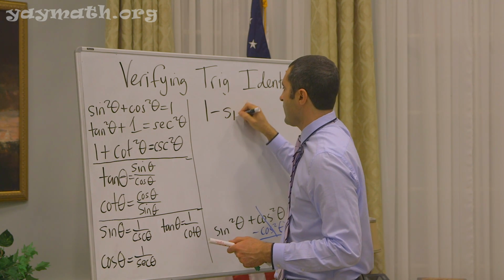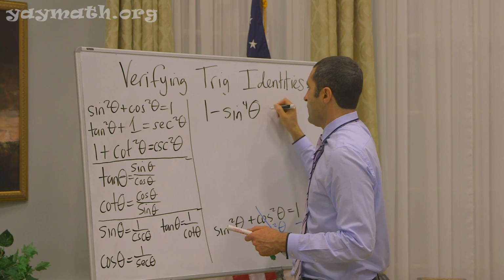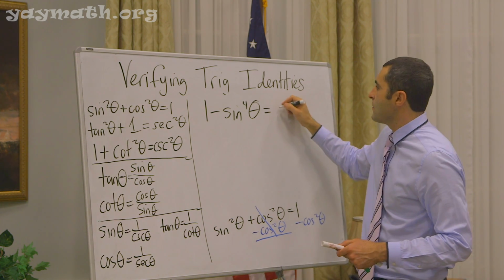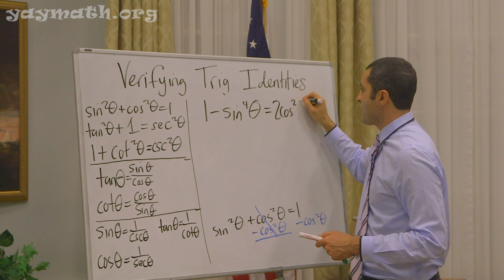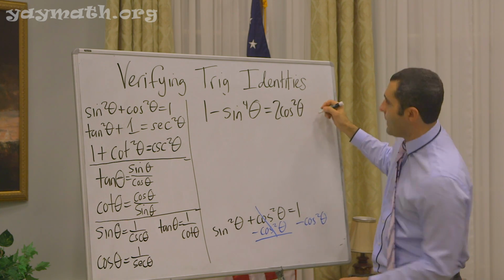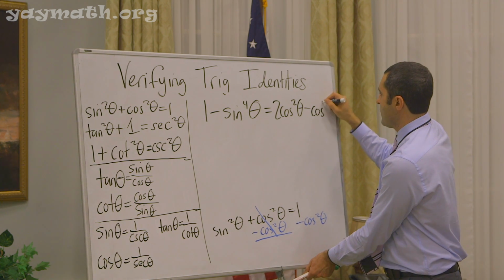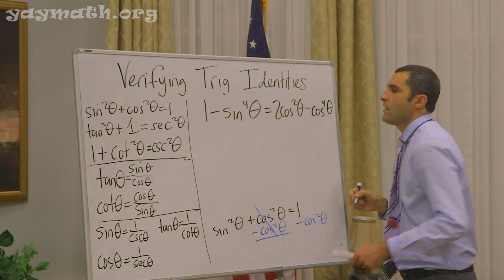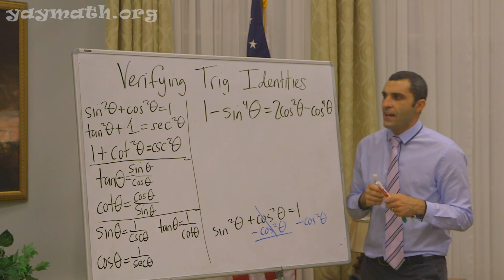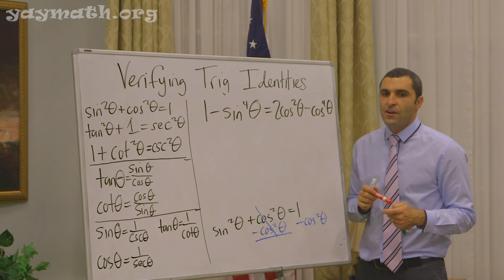1 minus sine to the 4th theta equals 2 cosine squared theta minus cosine to the 4th theta. That seems like crazy time. Okay, let's go one thing at a time.